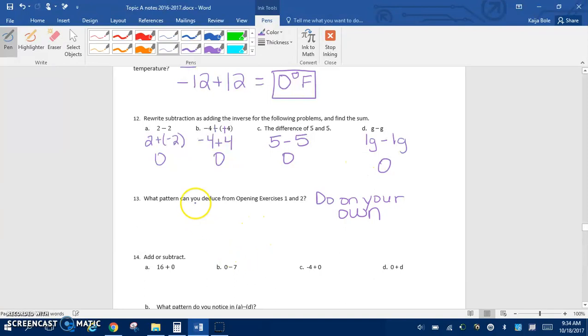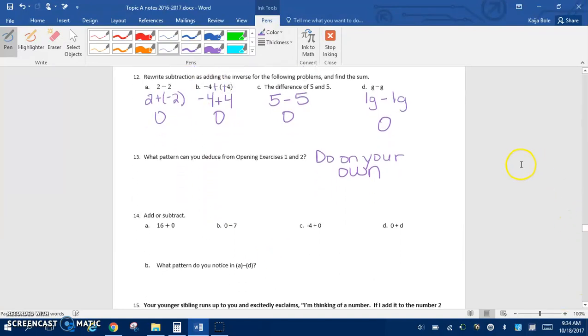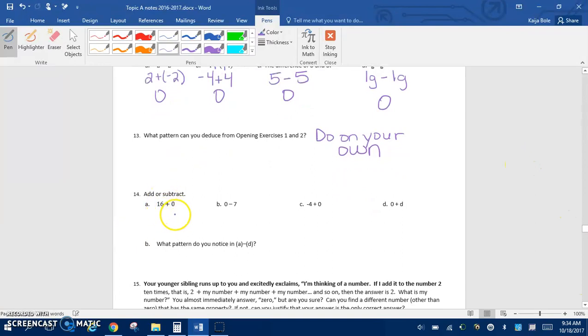I think some of you probably already see it though. Number 14 here says to add or subtract, so this is pretty much just like normal. So we have 16 plus 0 gives us 16. 0 minus 7 would just be negative 7, right? Negative 4 plus 0 would just be negative 4. And then 0 plus d, we're not adding anything, so it would just be d, right? So part B here says, what patterns do you notice from up above? I want you to do this on your own, and we will go over it in class.